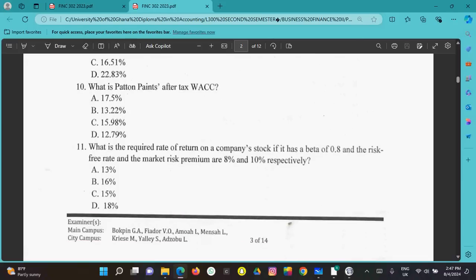Question 11. What is the required rate of return on a company's stock if its beta is 0.8 and the risk-free rate and market risk premium are 8% and 10% respectively?